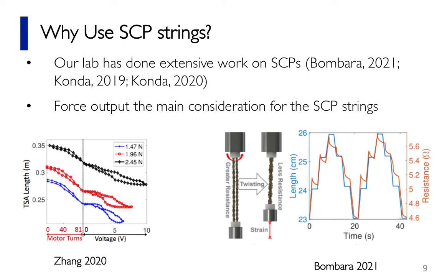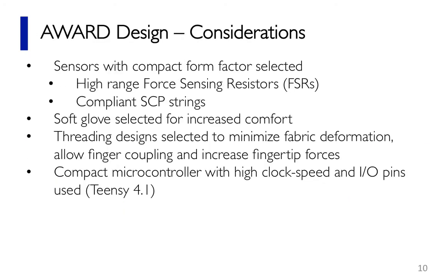When SCP strings are used as TSAs, the force output is the main consideration. To ensure that our ward was compact, lightweight, and soft, the following choices were made. First, compact, low-footprint sensors were selected. High-range force-sensing resistors were used. Further, the combined SCP strings were used as TSA strings and also provide position sensing.